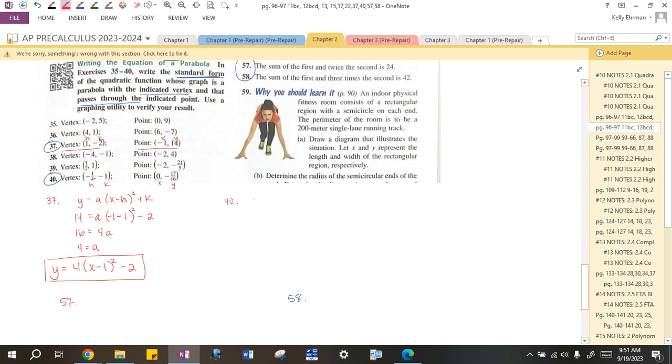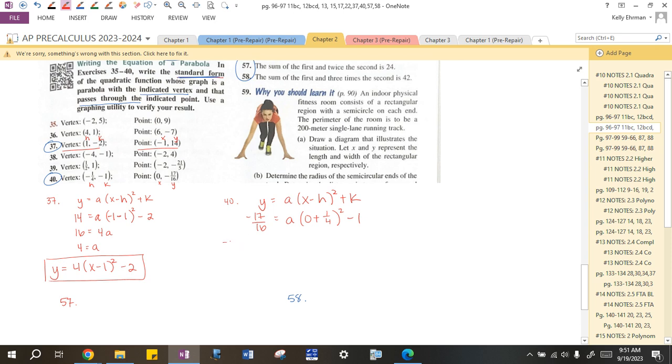Same thing for number 40. So again, we start out with our outline for standard form or vertex form of a quadratic. We're given h as negative 1/4, so this is going to say plus 1/4. Excuse me. k is negative 1. The point x, y: x is 0, and y is negative 17 over 16, and we don't know a.